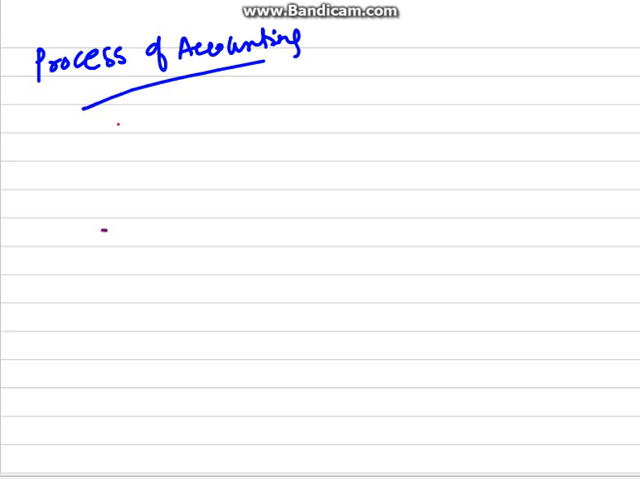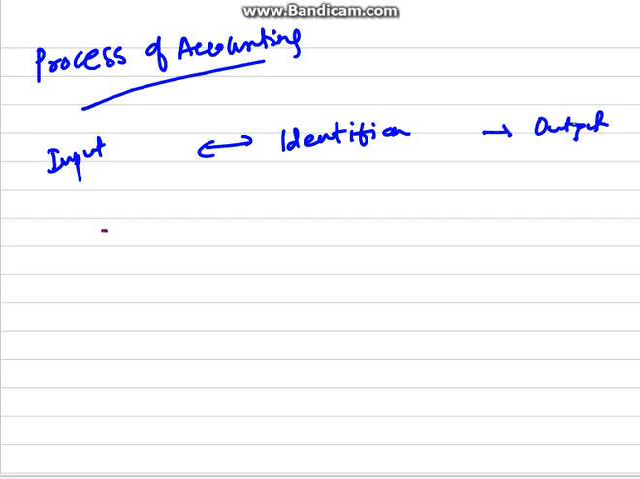Let us take the fourth part, which is nothing but the process of accounting. See, for example, the first part is input, second is identification of the transaction, and the final stage is output. Something we have to input, second we have to process, and finally the output is generated. These same stages are followed in accounting.